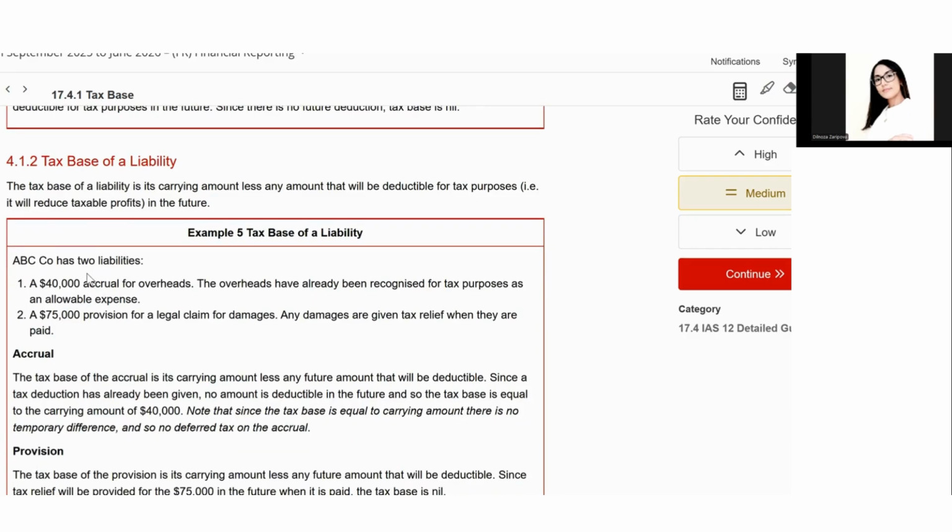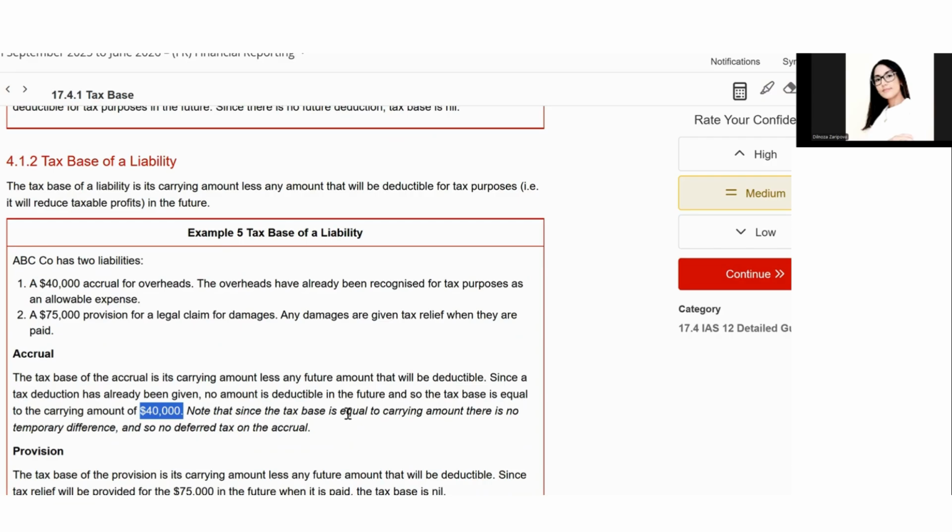ABC Co has 2 liabilities. First, 40,000 accrued for overheads. The overheads have already been recognized for tax purposes as allowable expenses. It is accrued, but already recognized for tax purposes. So the tax base is its carrying amount less any future amount that will be deductible. Since the tax deduction has already been given, no amount is deductible in the future. So the tax base is equal to the carrying amount of 40,000, right?